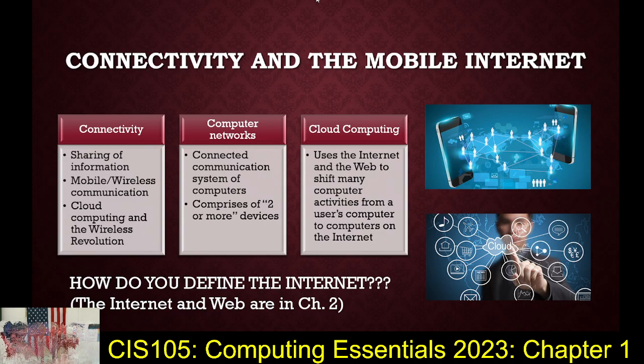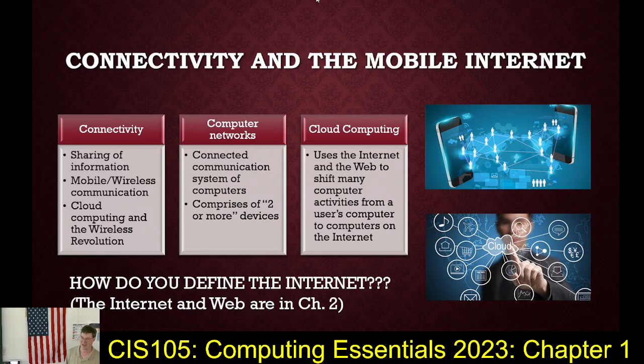Now, the question I usually ask the class is, how do you define the internet? Because we're going to talk about this in chapter 2. I just want you to think about that for like literally a second, because I'm going to talk about it now. So keep in mind, the internet came first, and I'm going to talk about that next Tuesday. The internet was around in the 1960s. Yes, it's been around for a very long time. The web came about in the 1990s. So yeah, there's a big difference between the 2 there.